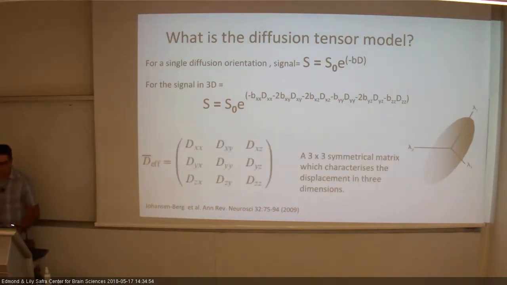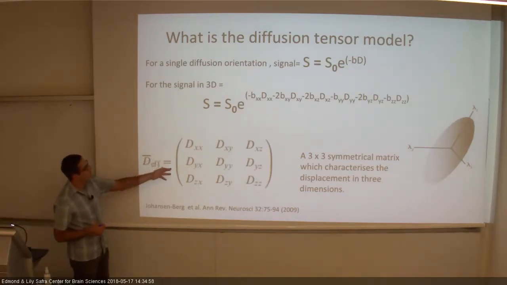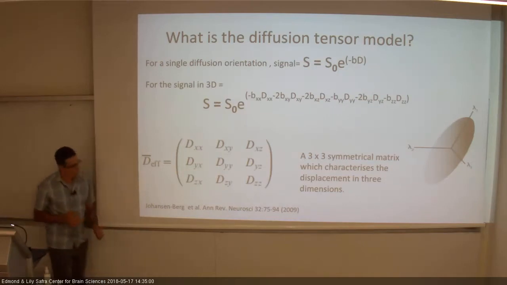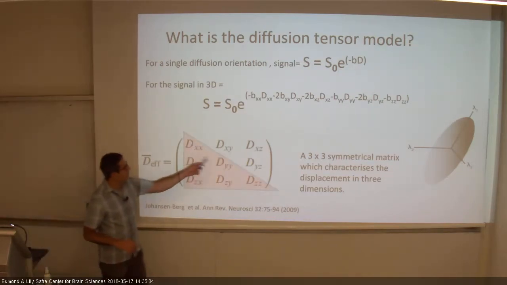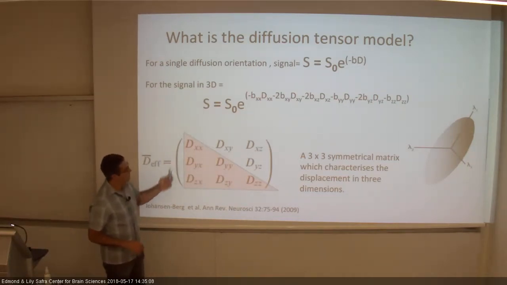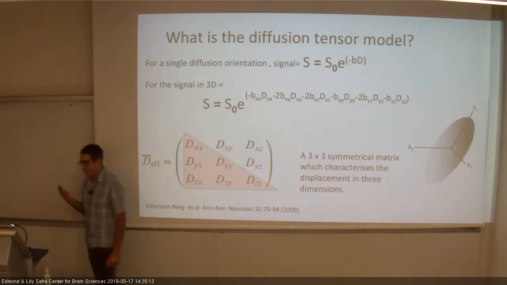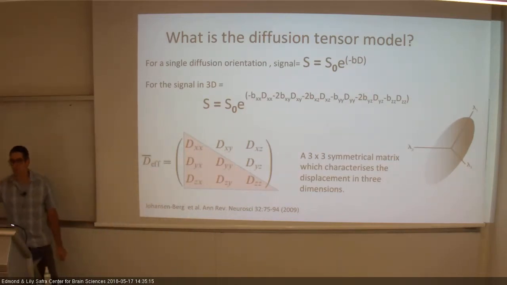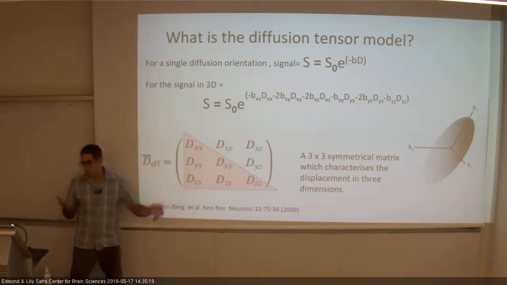And so our diffusion is now a 3D matrix, right? And because it's symmetric, we have here 6 parameters that represent the diffusion in all directions. Each diffusion in each direction can be described as the combination of those diffusion coefficients.